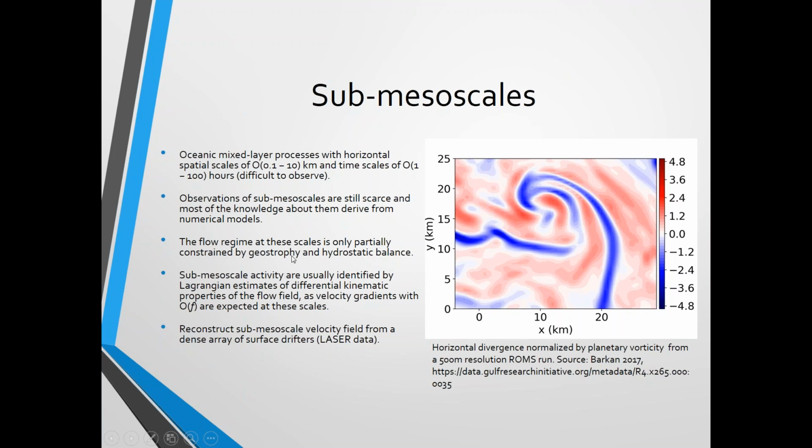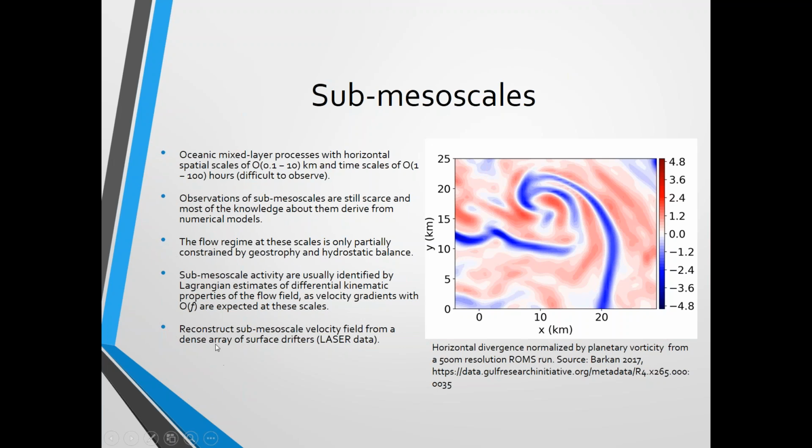And one way people identify these processes is by releasing Lagrangian surface drifters and estimating the kinematic quantities from clusters of drifters from the change of shape. If you have 3 drifters, you have a triangle, and you see how the shape of this triangle evolves, and you get an estimate of convergence, relative vorticity, and rate of deformation.